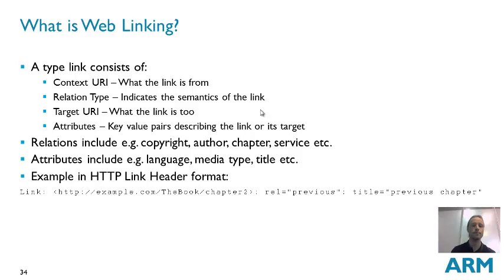This is an example of what an HTTP link header might look like. Here it includes a simple text-based URI, a relation type, a title. There can be different attributes attached to it.